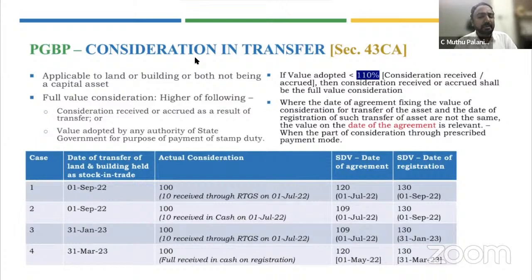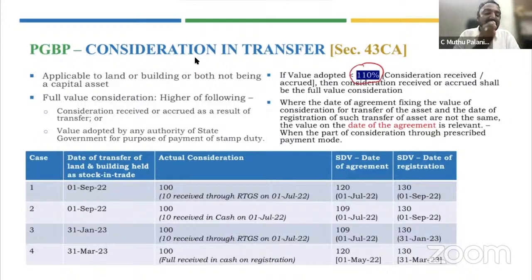But this provision will not be applicable when the value adopted is less than 110% of the consideration received. This example gives you that only. The only thing is which date is critical. For example, 110% of consideration received, value adopted. Which stamp duty value should you take? Generally, when you're buying a land and building, you will first agree to buy it, and at that time you will give some advance. And then after certain months or a certain period, you will go and register the property. Now, which date should you consider? Is it the advance date or the registration date?